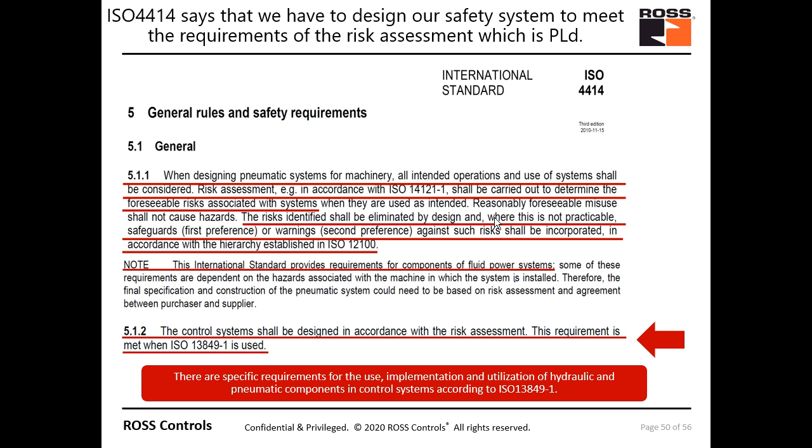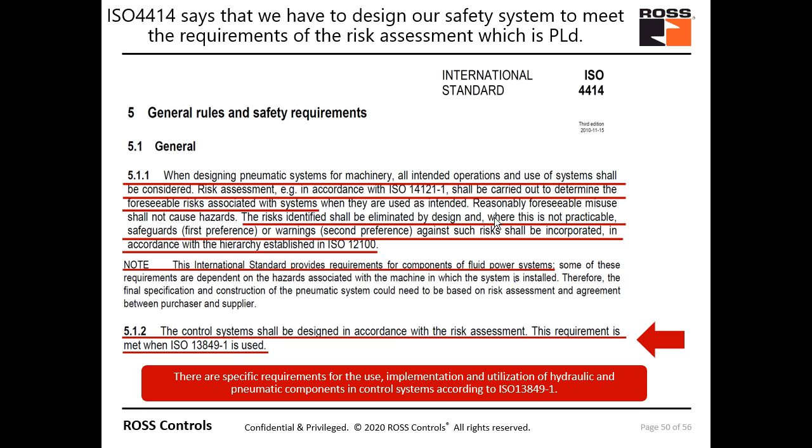And you remember the standard for pneumatics is ISO 4414. If you look at the bottom, section 5.12 says the control system shall be designed in accordance with the risk assessment. What that means is it's got to be designed to meet performance level D, because that's what the risk assessment said. And if this requirement is met, you meet the requirements of ISO 13849. So I'm going to show you that part now.